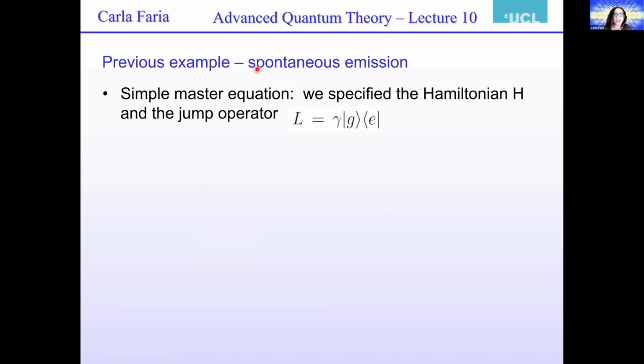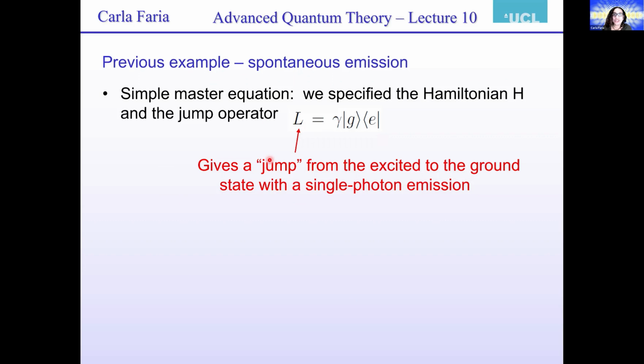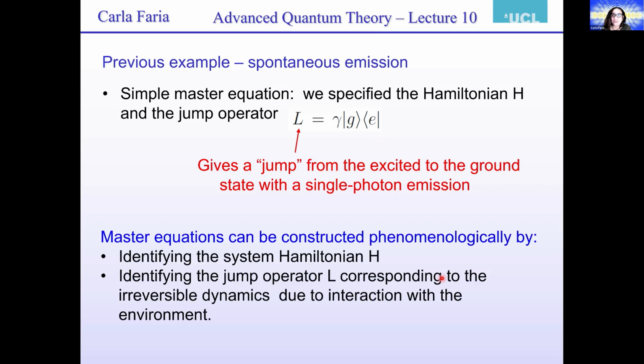the spontaneous emission in a two-level atom and a jump operator, which is of this form. And this jump operator gives you a jump from the excited to the ground state with a single photon emission. You can do similar things for a huge and wide range of systems. And the strategy that you would pursue is pretty much the same or very similar.